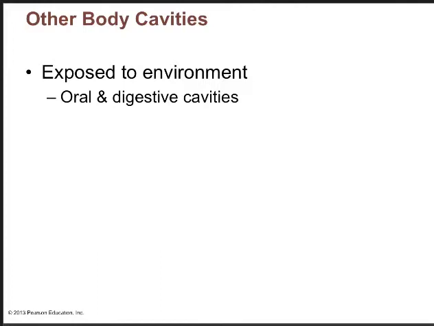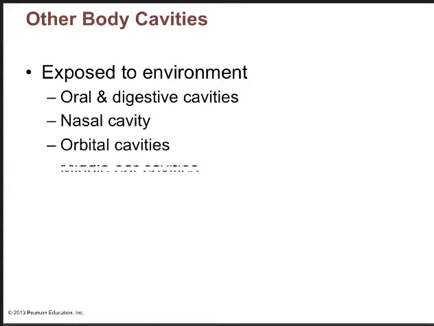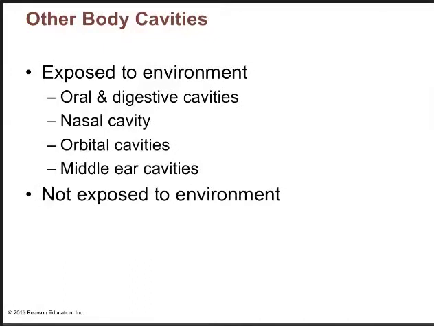So other cavities that are exposed to the environment include the nasal cavity, the orbital cavities, and the middle ear cavities. Those that aren't exposed to the environment include synovial cavities, and these are essentially capsules that enclose bones in highly movable joints, which are called diarthroses. And they're filled with a fluid called synovial fluid, which is sort of like the body's oil. And what happens when the joint moves is that the synovial fluid allows a greater range of motion for this joint than if the fluid were absent.